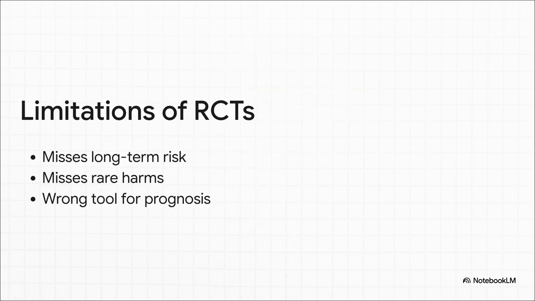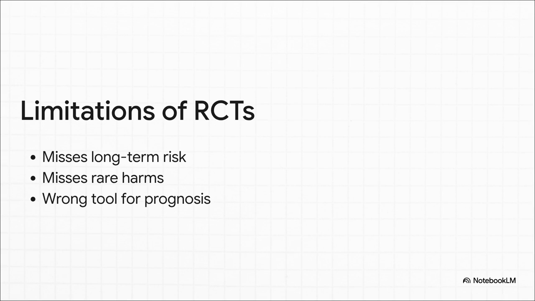Well, here's the reality of the situation. RCTs give us incredible precision, absolutely, but they have some major, glaring limitations when it comes to time and scale. First off, they're often just way too short-term. I mean, you might run a beautifully controlled trial for 6 months, but what happens if a severe harm takes 5 years to show up? You're completely blind to it.